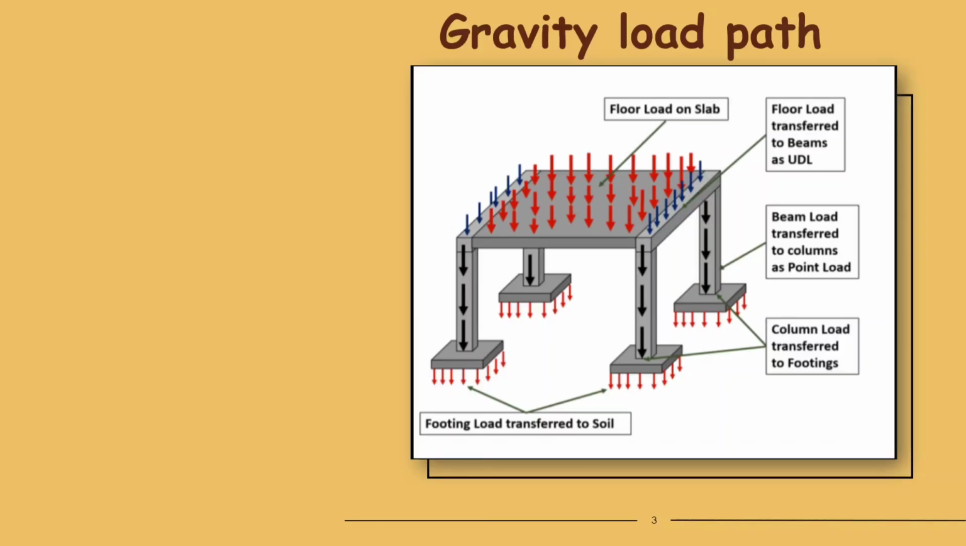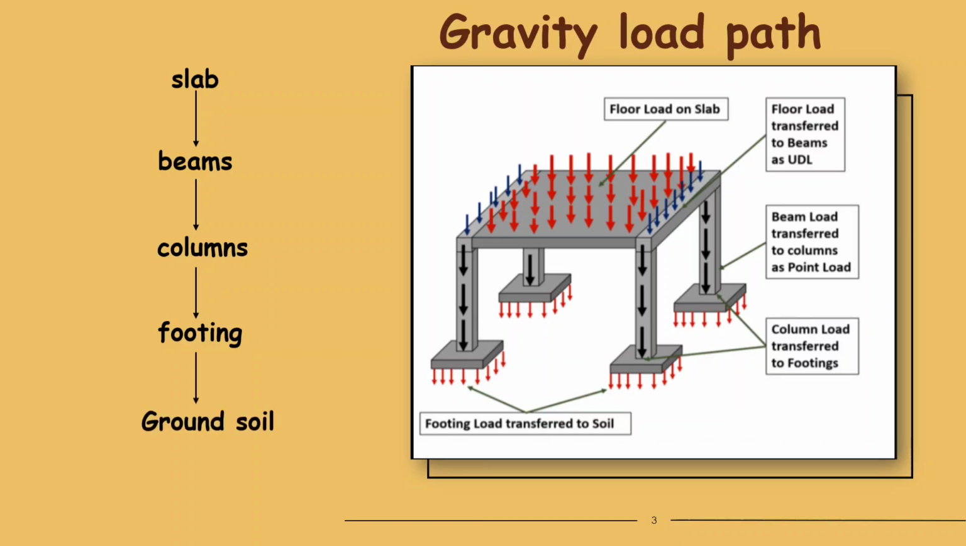So first, let's discuss the gravity load path. As we first discussed, the gravity load path will transfer loads like dead loads and live loads. First, these loads act on the slab or floor or roof, whatever you call it. Then the slab will transfer these loads to the beams. Then the beams will transfer these loads into the columns, and then finally the columns will flow the loads to the footing, and finally the footing will safely transfer the load to the ground soil.